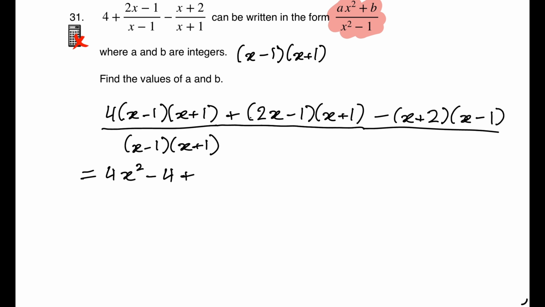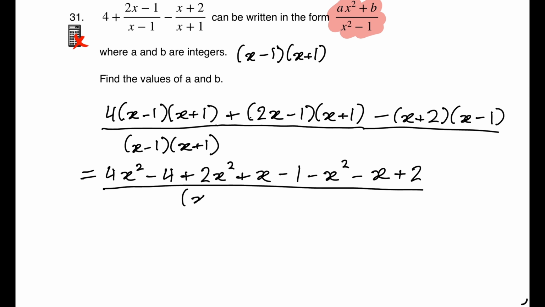Then I have plus 2x squared plus 2x minus x, so that's plus x, minus 1 again. And then finally, my second bracket here, I have positive x squared and it's subtracted, so that's negative x squared minus x plus 2x, that's plus 1x, which with the negative becomes minus x. And then finally, 2 times negative 1 is negative 2. With the negative becomes positive 2. X minus 1, x plus 1. Right, a bit more tidying up to do.